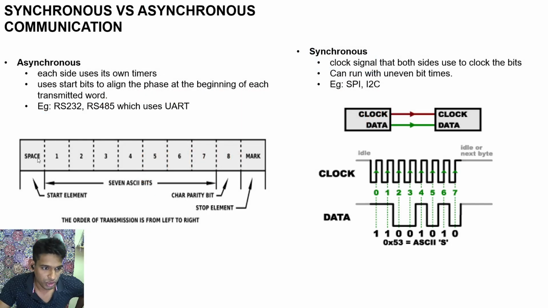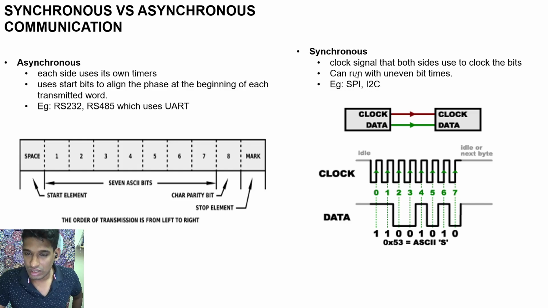In asynchronous communication, you have a start element denoting the start of a clock. It is used to align the phase at the beginning of the transmitted word, and then you're sending X bits or X amount of data. And then you're stopping the transmission, and then you're sending it again. So this is asynchronous communication. Examples of asynchronous communication are RS-232, RS-485 and UART, and examples of synchronous communication are SPI, serial peripheral interface, and I2C, the inter-integrated circuit.